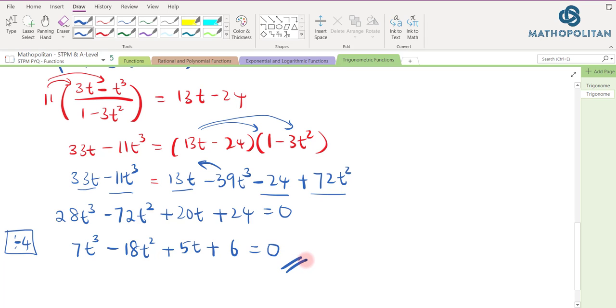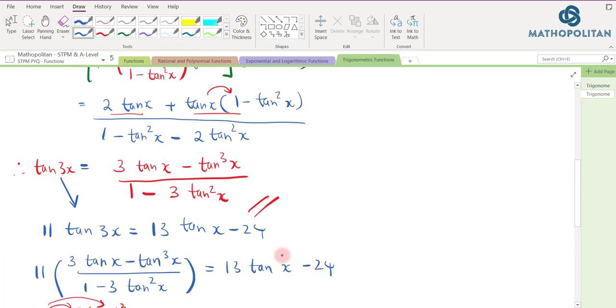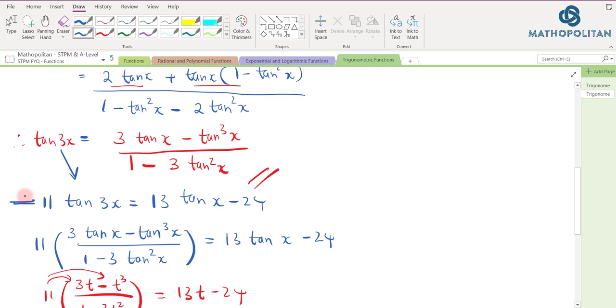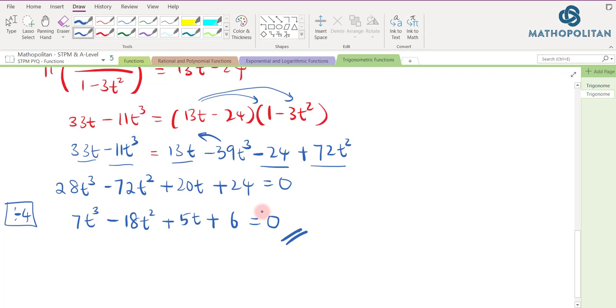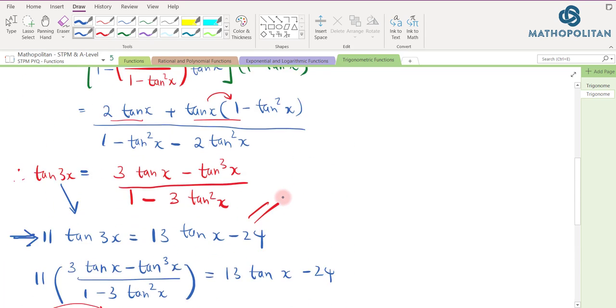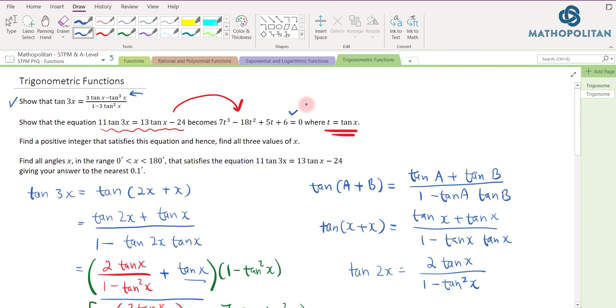Right, so we have done the second part, which is to show that this equation 11 tangent 3x equals 13 tangent x minus 24 is equal to 7t cubed minus 18t squared plus 5t plus 6 equals 0. So exactly the same as this part here. So we have completed this portion. Done. Next, we are going to find a positive integer that satisfies this equation, and hence find all three values of x.